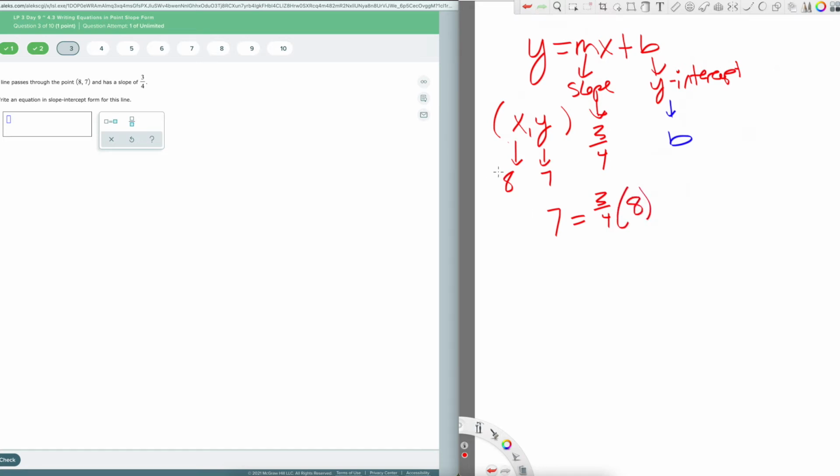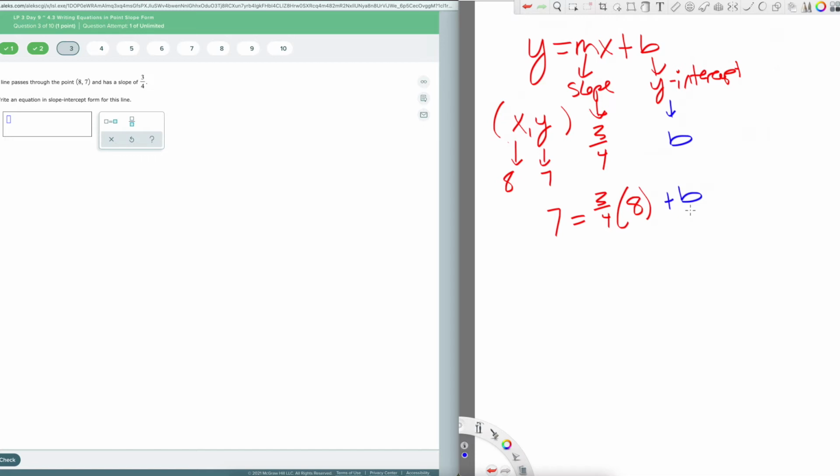So y is 7, m is 3/4 because that's my slope that they told me in my equation, or my problem here. And then x is 8 because, again, they told me my point, x, y. What I don't know is what b is. So remember, we're just doing this to find the y-intercept because I need to use this form. I need slope and I need y-intercept.